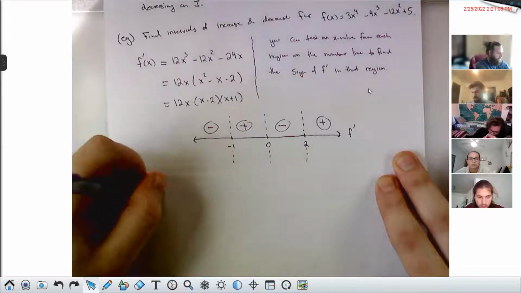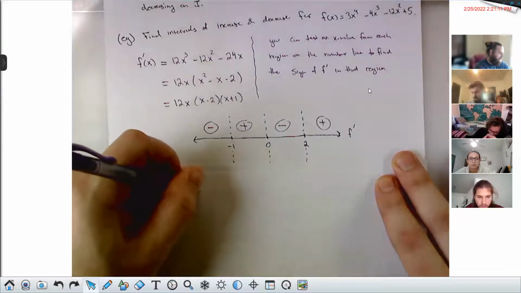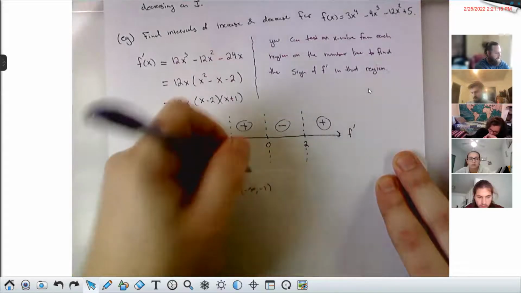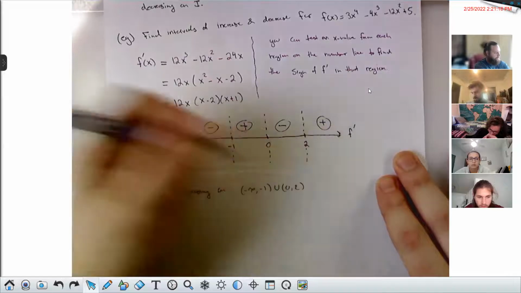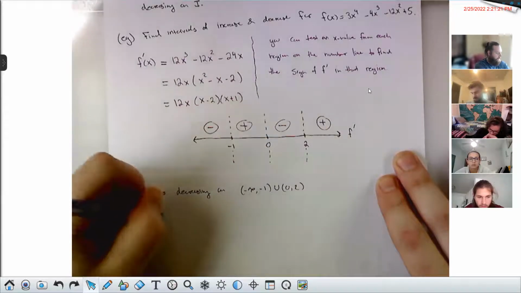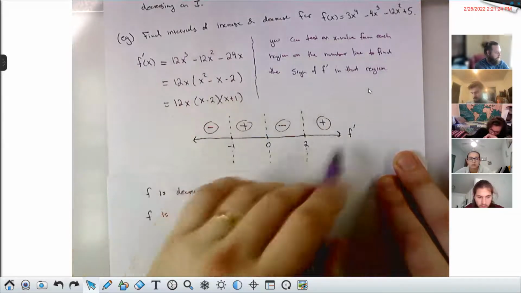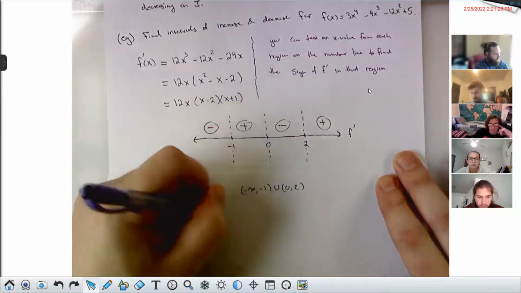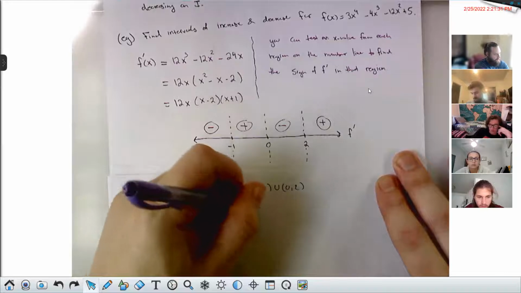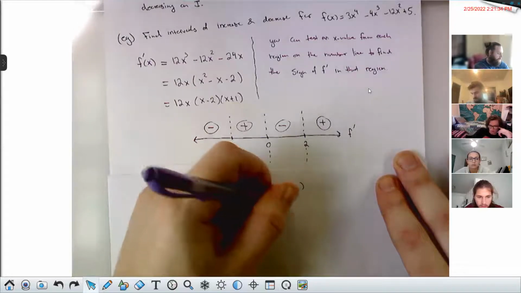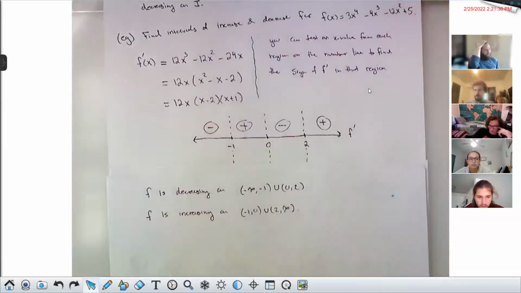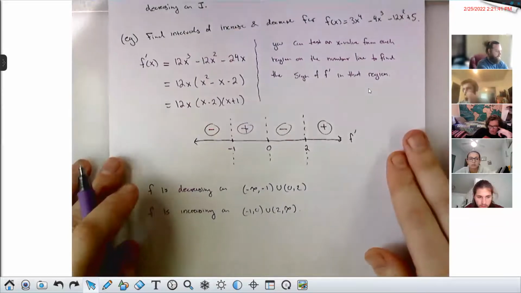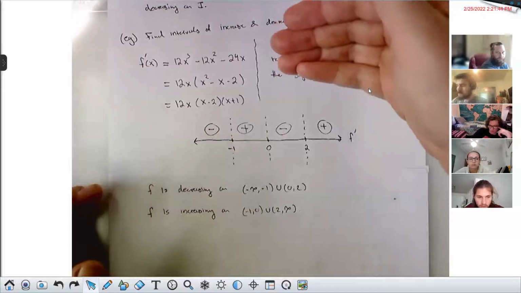So f is decreasing on the set -∞ to -1 union with 0 to 2. And I know that f prime is positive from -1 to 0 and from 2 to infinity. So f is increasing on that set from -1 to 0 union with 2 to infinity. So the purple here would look like my full solution. This is how I do it.